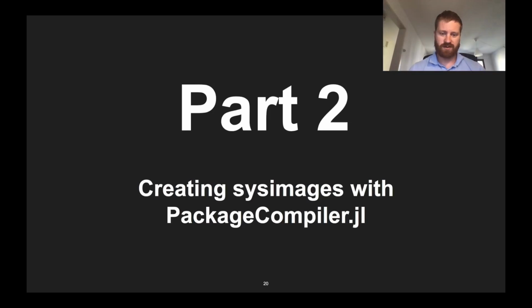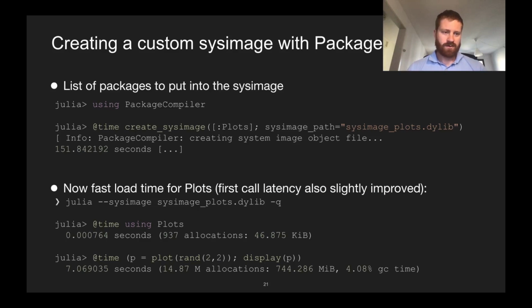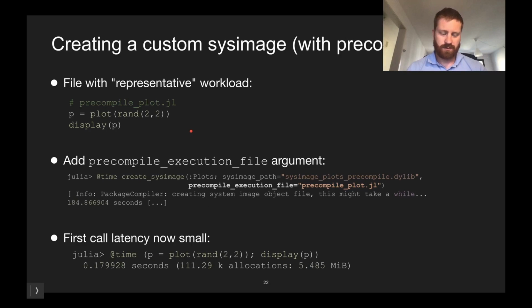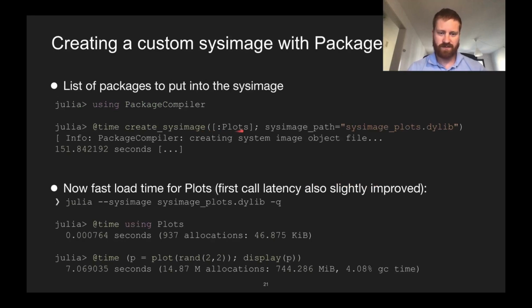So part 2 is how to create a sysimage with PackageCompiler. It's pretty simple. The way you do it, you just load the package and then you call create_sysimage. In there you give a list of the packages that you want to compile. So here I give Plots, I say where it should be stored, and then I just tell PackageCompiler to run it, and then I can start Julia with this custom sysimage that I just created.